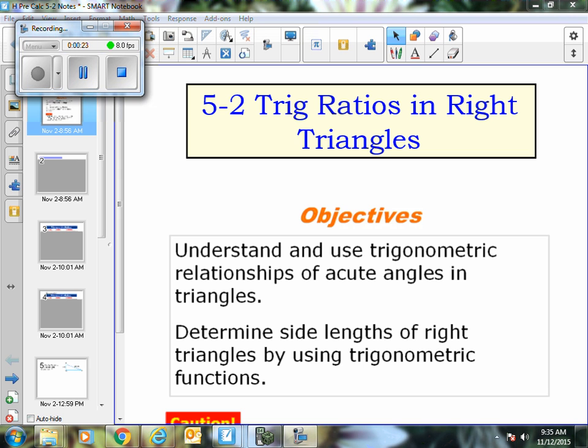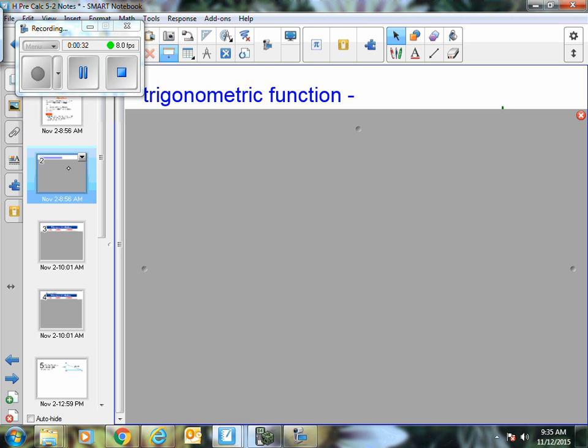So today we're going to look at just what are the trig ratios, what does that mean, and being able to write them and kind of type them in on our calculator. So that's our plan for today. So let's start with the first part of this, a trigonometric function.